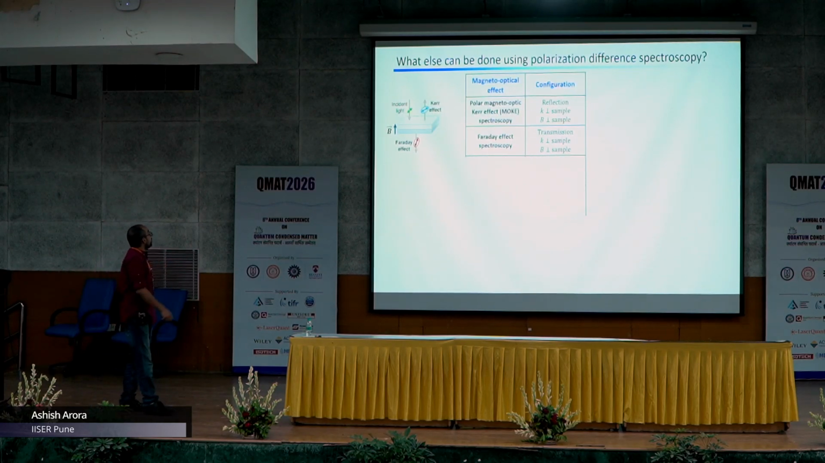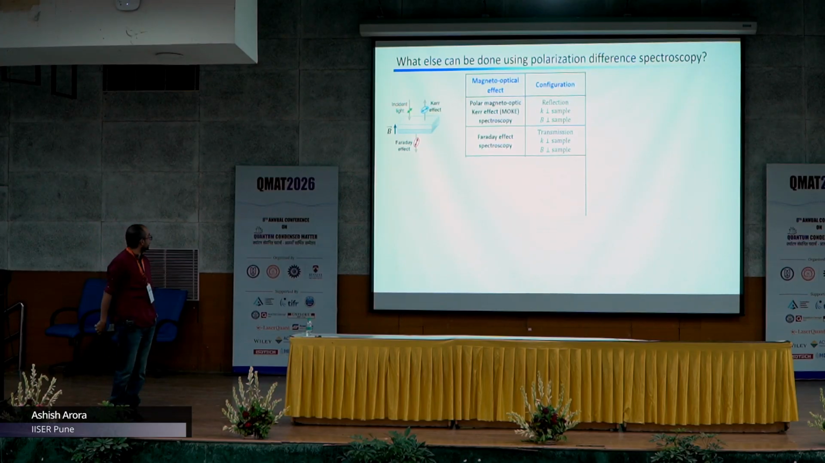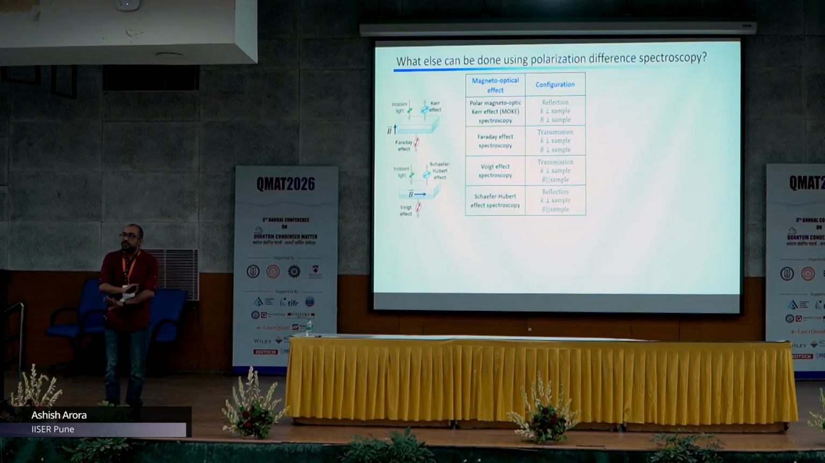We can do much more. I talked about the Kerr effect, but we can do the Faraday effect by applying again an out-of-plane magnetic field, which is in transmission. Kerr effect is in reflection, Faraday is in transmission. We can apply fields in the plane, and we can do the Voigt effect, which is in transmission, and Schäfer-Hubert, which is again in reflection. Again, everything is the same, the direction of field is different, and we are measuring change in the state of polarization. That's it.